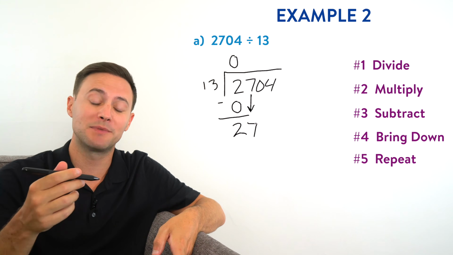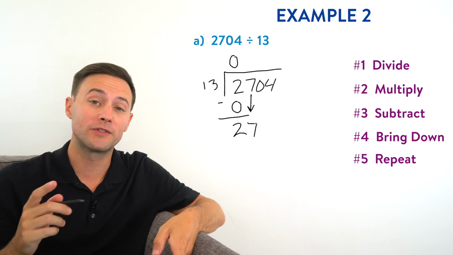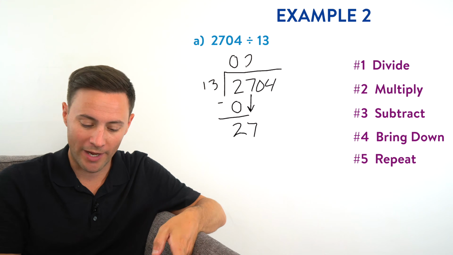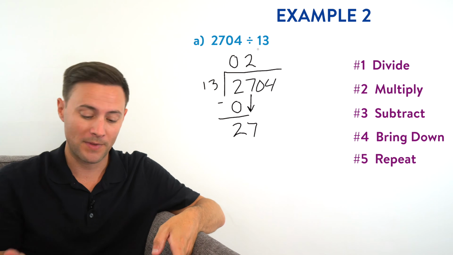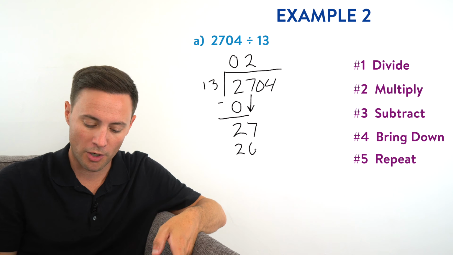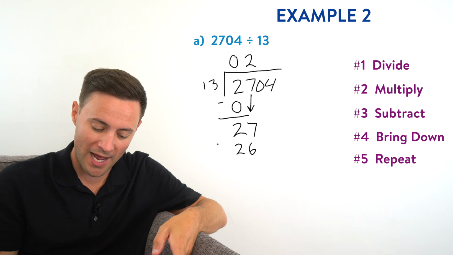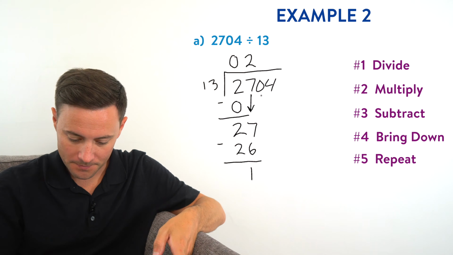How many times does 13 go into 27? Well, it can go 2 full times. So I write a 2 above that 7 because now we're in the next column. Multiply. 2 times 13 is 26. I write that below. Step 3, subtract, and I get 1. Bring down.